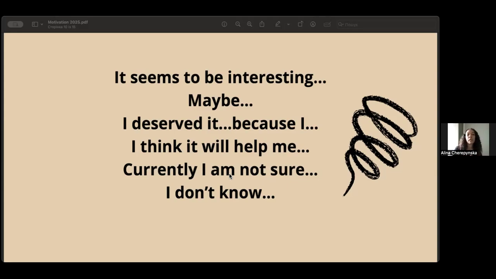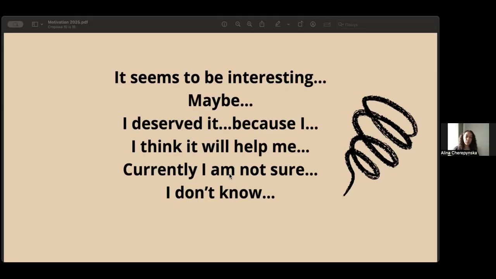Speaking about sentence number 3, I deserve it because I. That sounds pretty confident, but do not confuse confidence with arrogance. Those are two different things. Of course, you need to be confident, but do not overdo it with the help of your sentences. As well, in these sentences, I deserve it because I, I think, currently I don't know, we have a lot of the pronoun I.